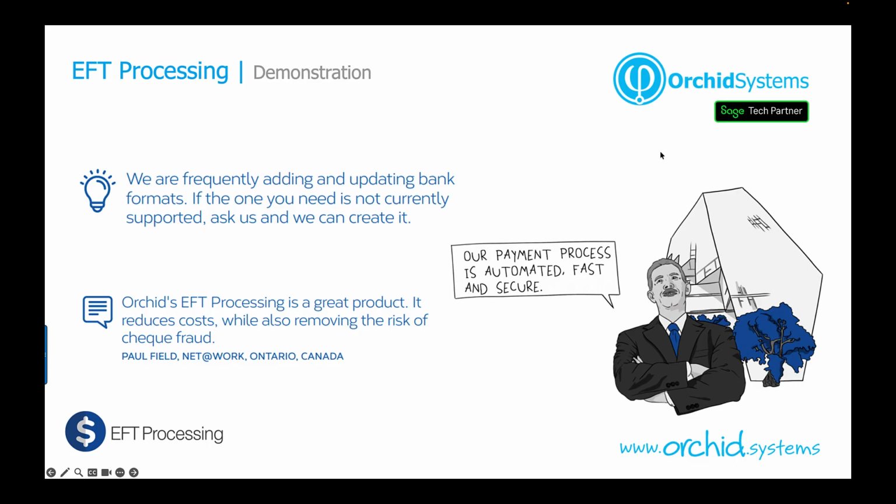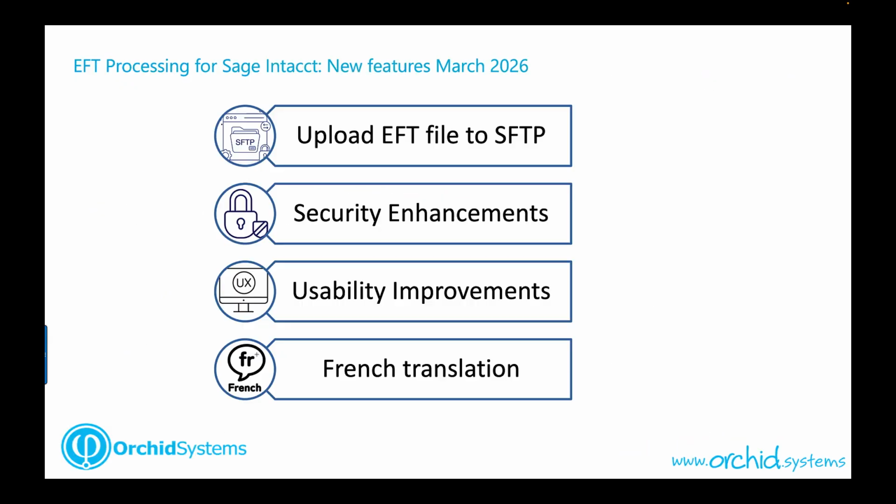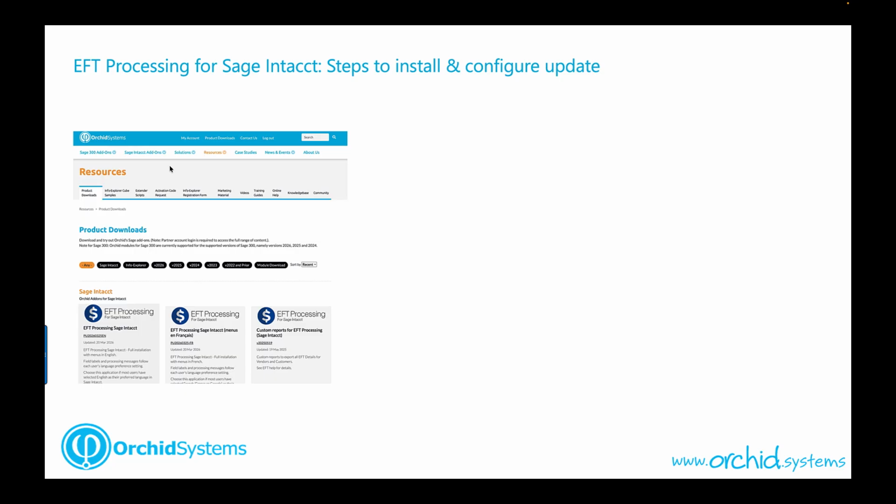In today's presentation, we have demonstrated a range of new features in Orchid's EFT for Sage Intacct: uploading EFT files to SFTP, security enhancements, usability improvements, as well as the French translation. Most features we have discussed today are installed automatically when you download the new XML file and import it in the platform services. For example, the French translation.